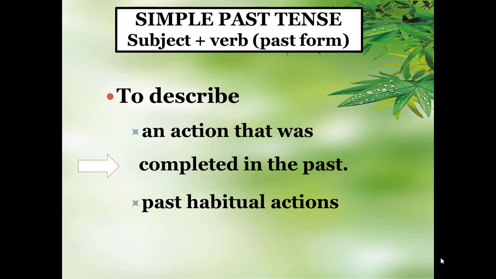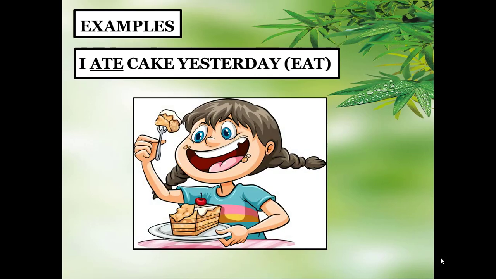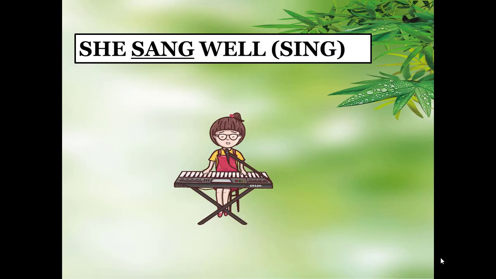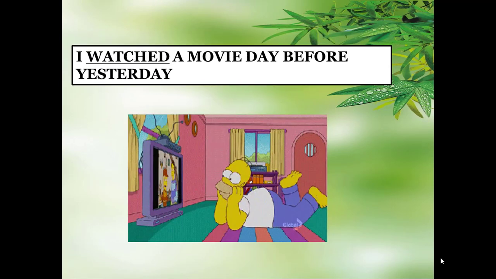Let us look at some examples. I ate cake yesterday. Here the verb is ate. So this is an irregular verb. She sang well. Here the past form of sing is sang. So sang is in the past tense. I watched a movie a day before yesterday. So here watched is in the past tense. Here watched is a regular verb.